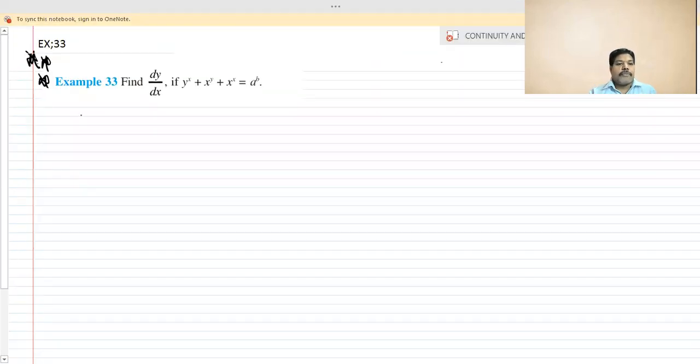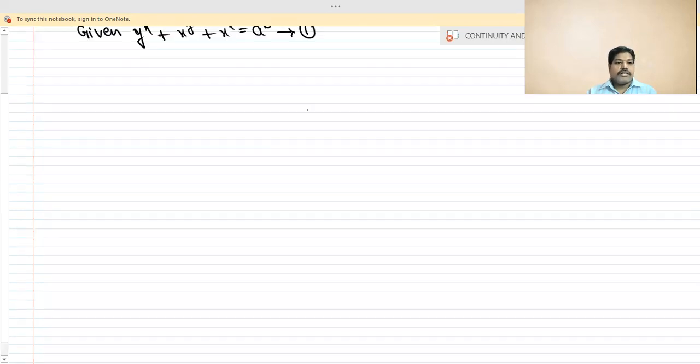First, I am taking the given function: y power x plus x power y plus x power x is equal to a power b. I will take this as equation number 1. Then what will I take first?